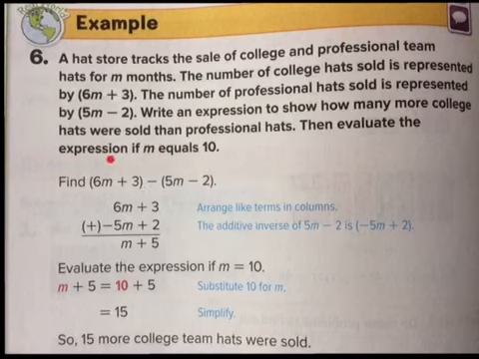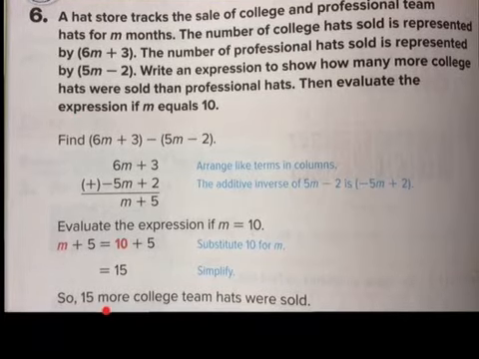So we're just simply going to find the difference between these two by aligning them, and we see that 6M minus 5M equals M, and 3, they did the additive inverse. You see that? They changed both of these to adding, but it would actually be 3 minus 2, which would be changing it to plus. It would be 5. So M plus 5. And all we have to do now is change the M to 10. So now we have 10 plus 5 equals 15. So what is the difference? So 15 more college team hats were sold in the amount of months.